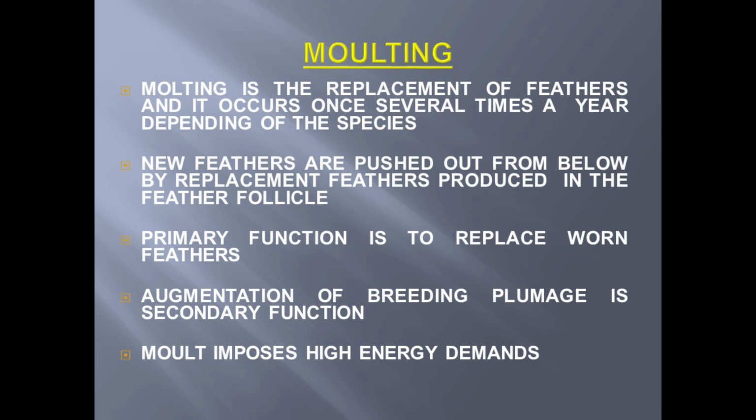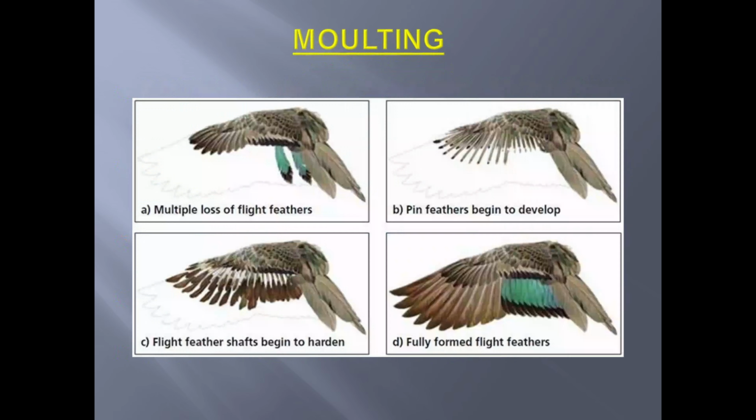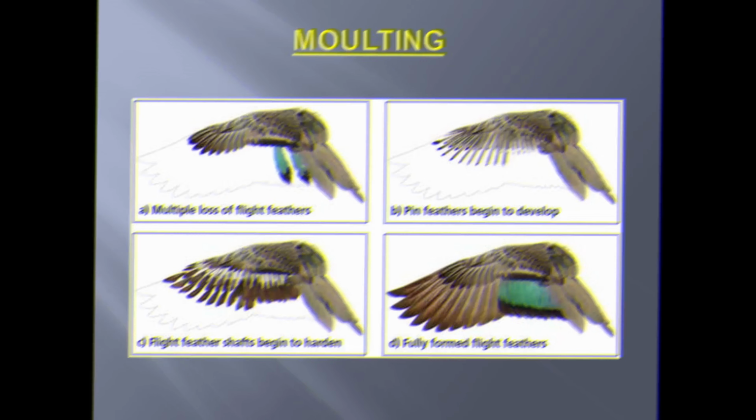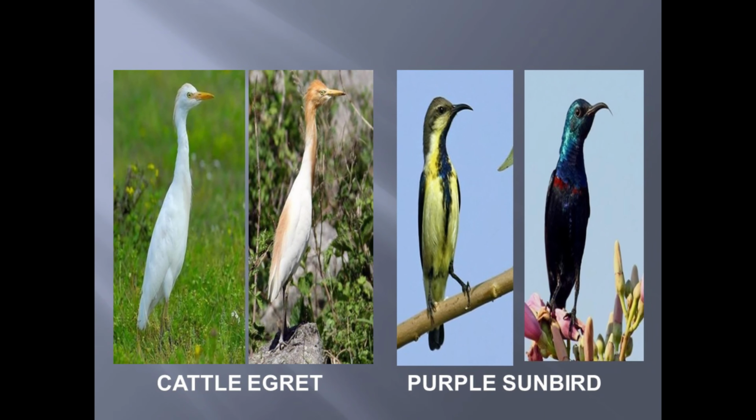See the molting process of a bird. The picture is showing the molting of a duck. You can clearly appreciate the process of molting by seeing this. Here you can see species with molted feathers. The first picture is an egret species which turns its body color to yellowish feathers for breeding. The color variation in the purple sunbird is also shown in the picture.